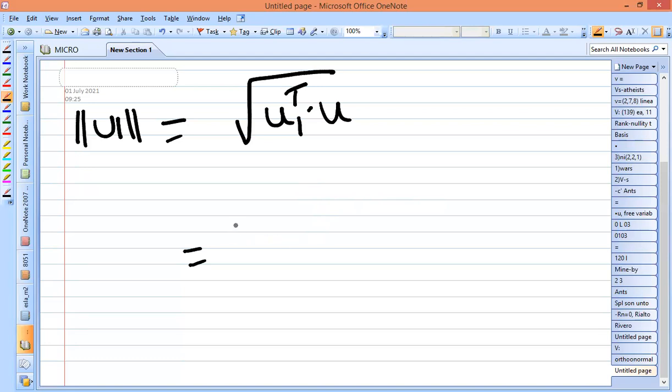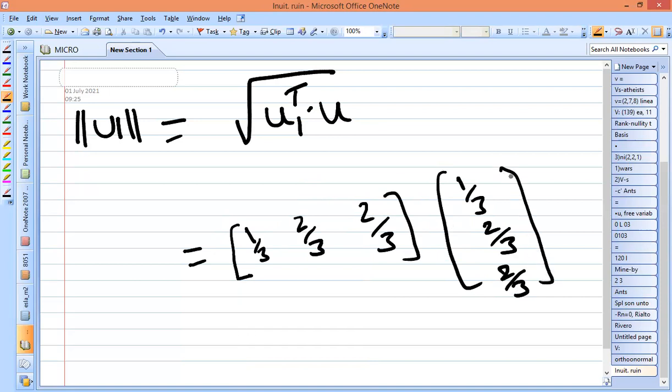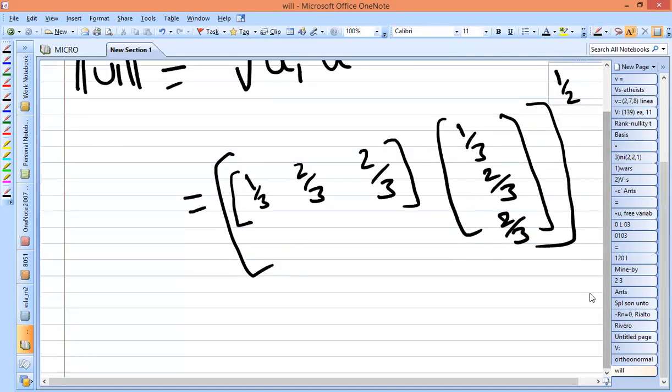Calculate U1 transpose. What is U1? U1 we had 1 by 3, 2 by 3, 2 by 3. So whichever is in the column, write that row-wise: 1 by 3, 2 by 3, 2 by 3, and U1 is 1 by 3, 2 by 3, 2 by 3. Multiply this and then take the square root. Solve and tell the answer. What is its length for the orthonormal set U1?